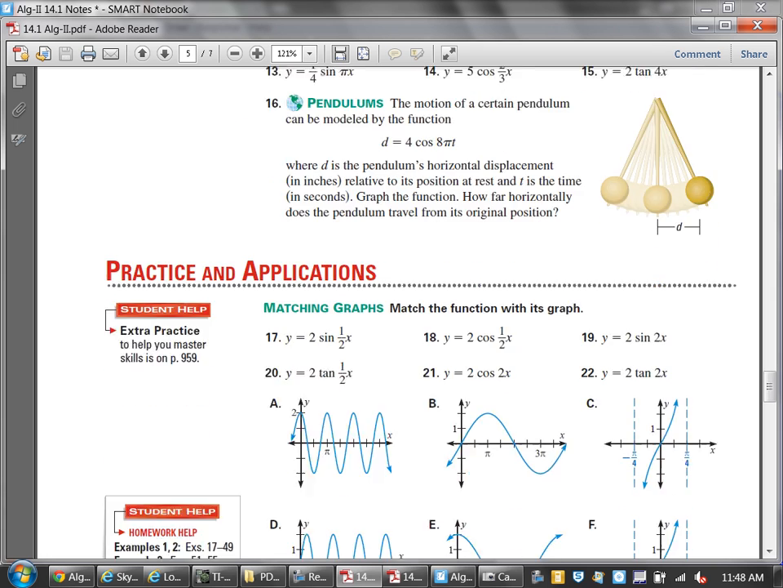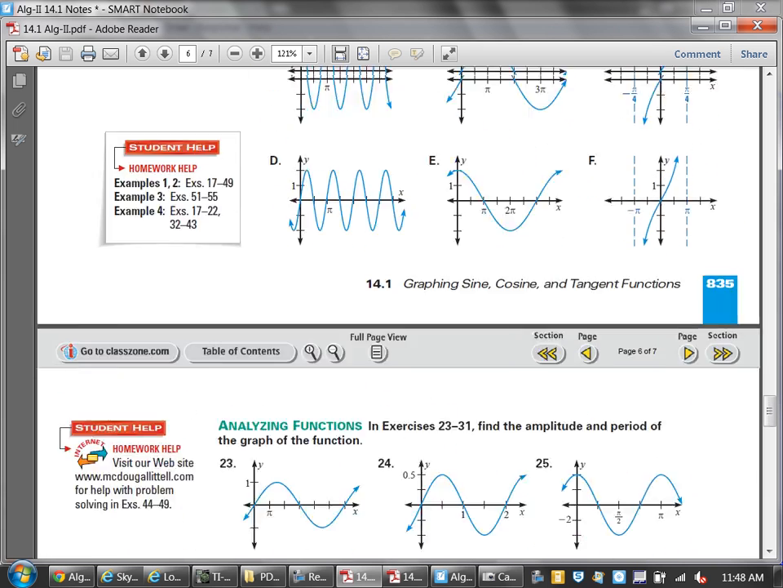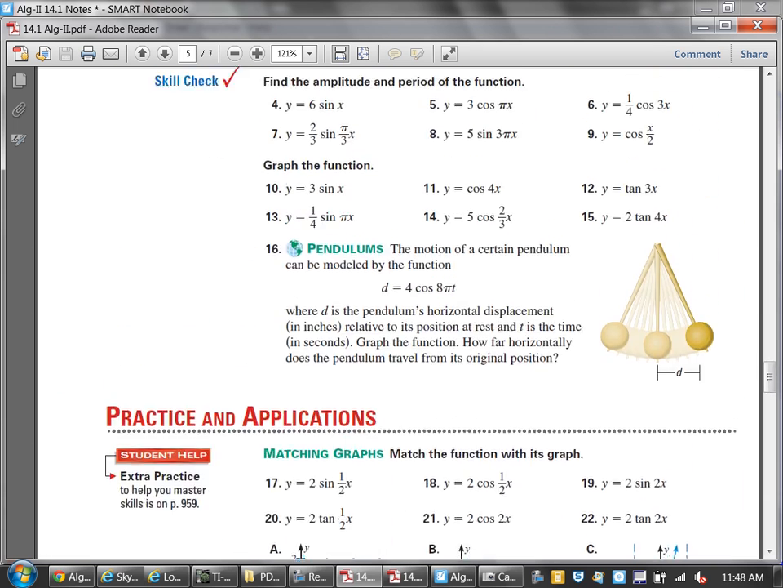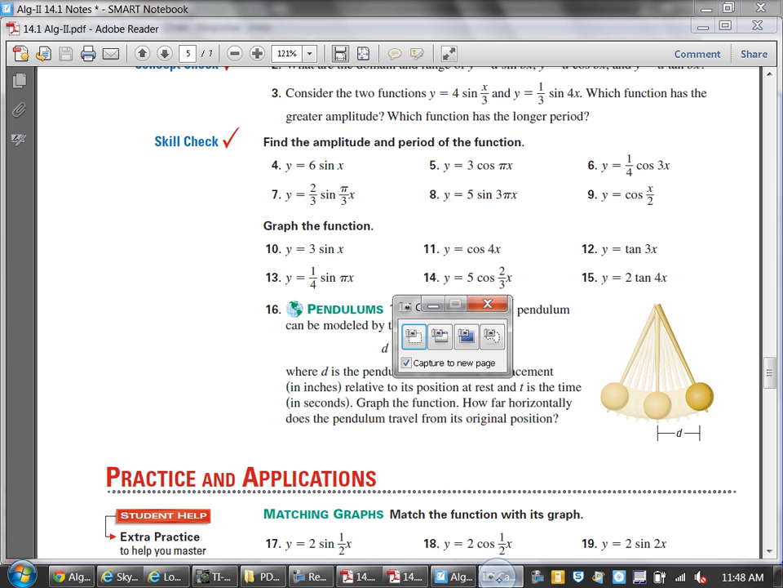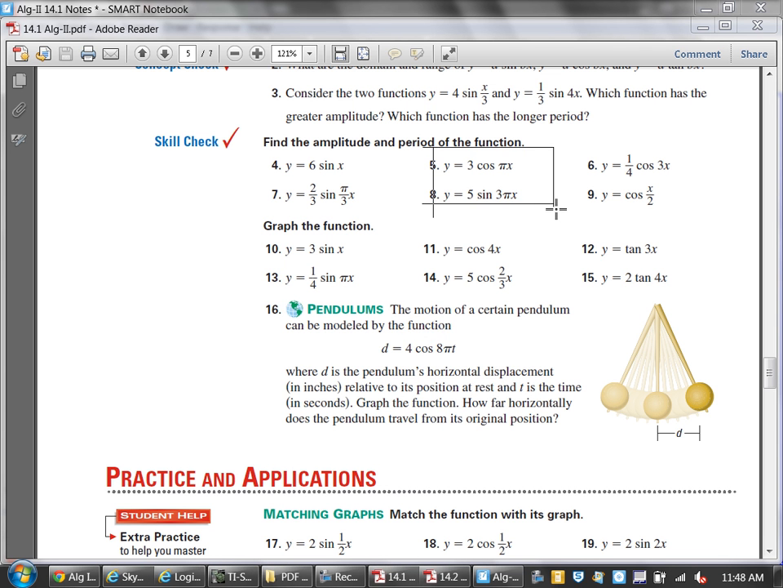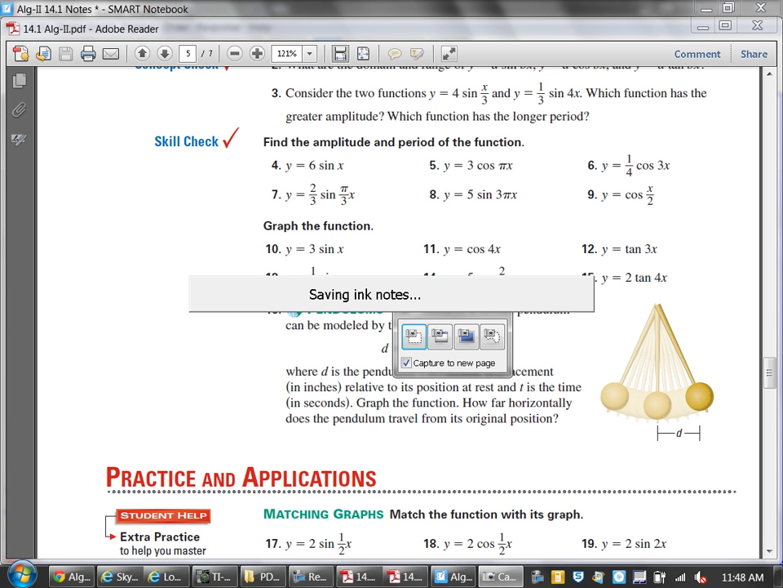I want you to graph 2 more, and then we'll call it a day. Graph these 2 real fast, please.